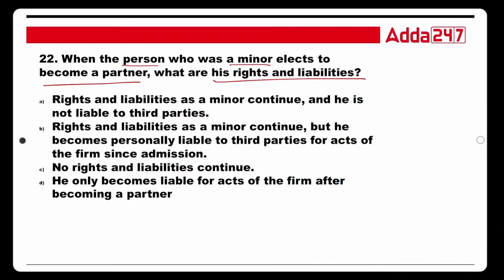Rights and liabilities as a minor continue and he is not liable to the third party. Rights and liabilities as a minor continue but he becomes personally liable to the third party. No rights and liabilities continue and he only becomes liable for the act of the firm after becoming a partner. What is the right answer? This is a very important question.